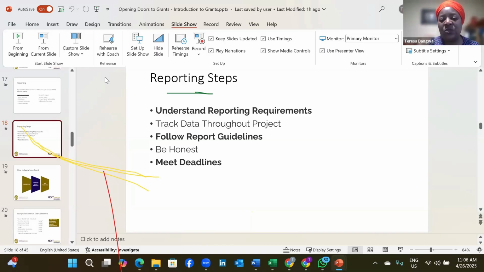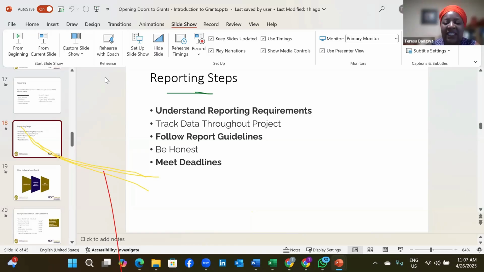Track your data throughout the project. Don't wait until 2 days before the report is needed to then say, hey, case manager, you've been working with kids, how many kids did you serve? What is going on? And now you're flustered, and at the end, your report is not as robust as it needs to be. So track it throughout the project. Follow reporting guidelines. I don't know how much I can stress this. Follow the reporting guidelines that have been given to you by the funder.